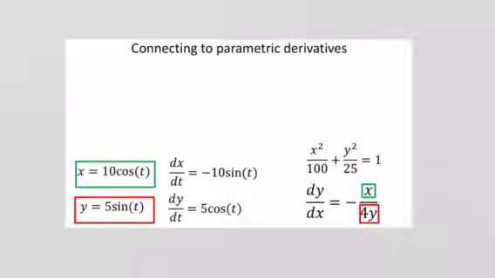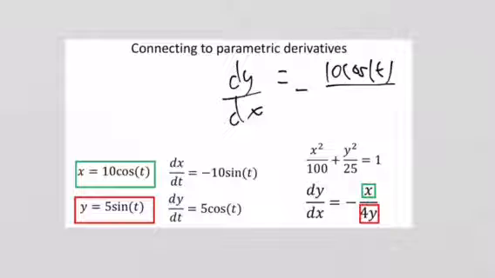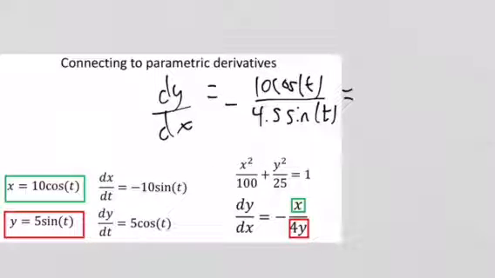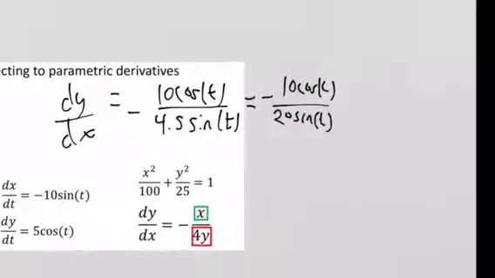Quick connection to the parametric. This is the parametric form. X is 10 cosine, y is 5 sine. So dy dx then should be, we can just substitute. What's x? X is 10 cosine. Y is 5 sine, so we're going to do 4 times 5 sine. Okay, that's going to simplify to negative 10 cosine over 20 sine, which then simplifies to negative cosine over 2 sine.